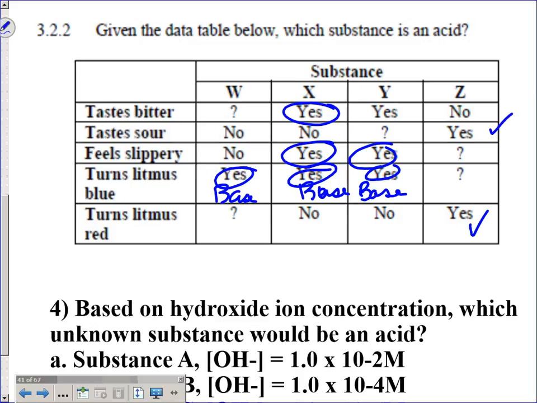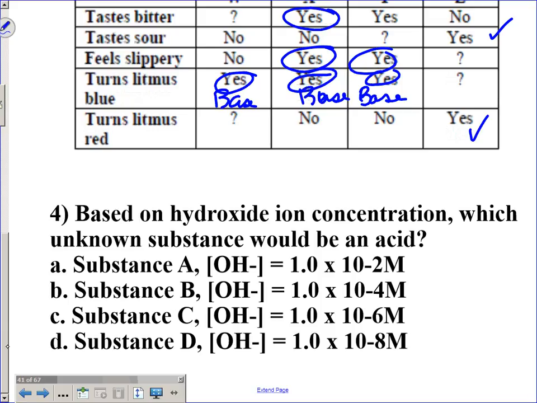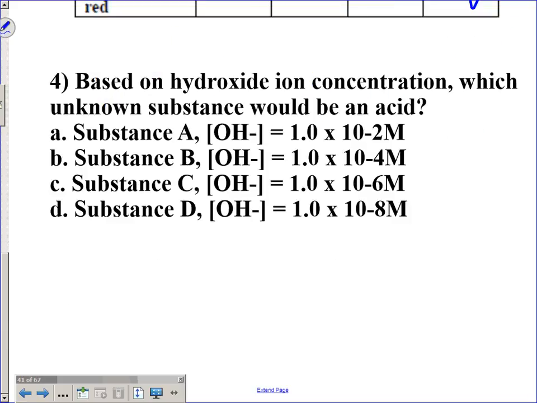Okay, and then lastly, this is more about ion concentrations. Which of the following would be known as an acid based on the concentrations given to you here? Give me a thumbs up when you're ready. And these are exponents, it just didn't come out that way on the smart board, like 10 to the -8 to the -6.